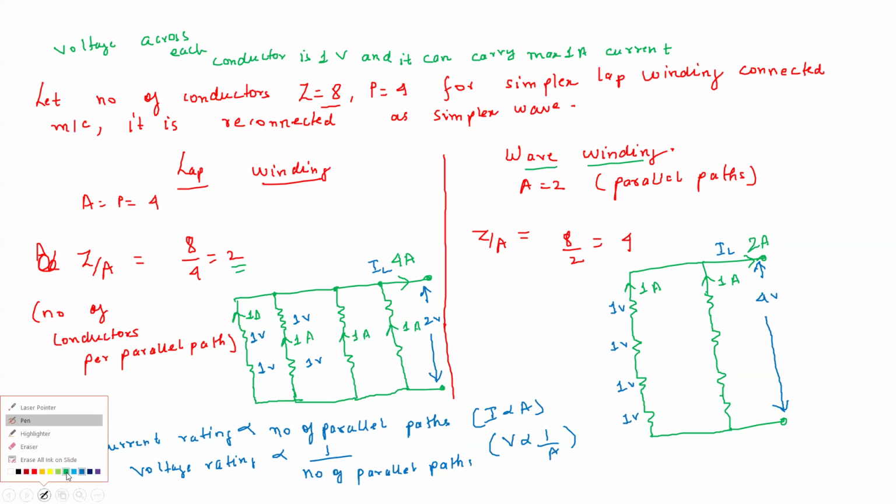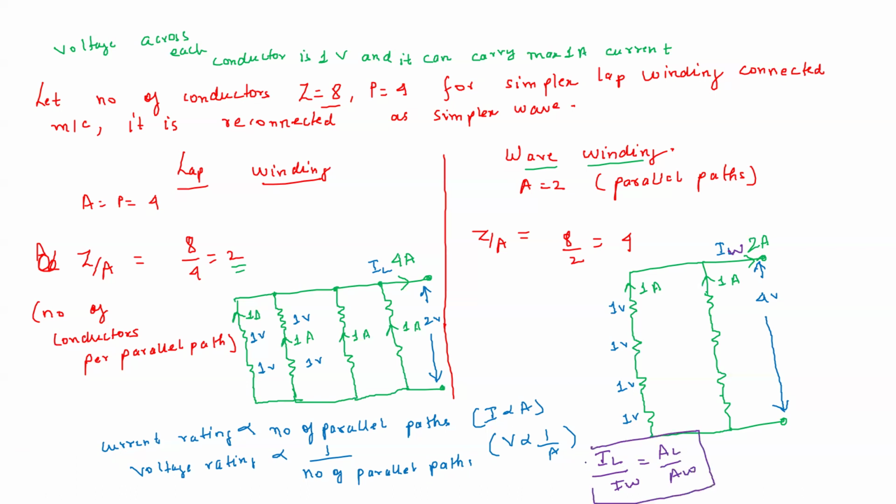So here, IL means lap, and IW means wave. So IL by IW is equal to AL by AW, because it is directly proportional to the parallel paths, right? So current in lap winding divided by current in wave winding is directly proportional to the parallel paths in the lap winding and parallel paths in the wave winding. Now, this is inversely proportional, the voltage ratings.